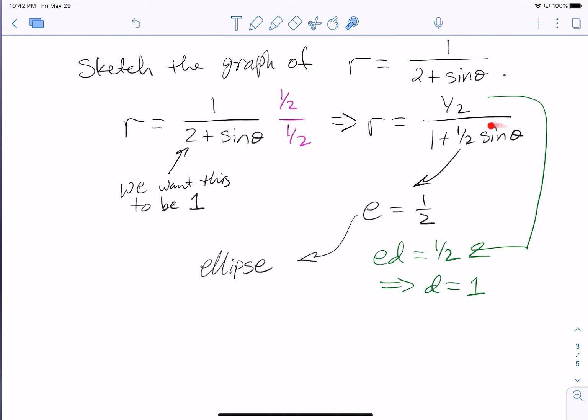Now, since e is 1/2, I know we're looking at an ellipse because e is less than 1. Because it's a sine in the denominator, I know we are looking at a vertically oriented ellipse. And because d is a positive number, I know that the directrix is a horizontal line above the x-axis.